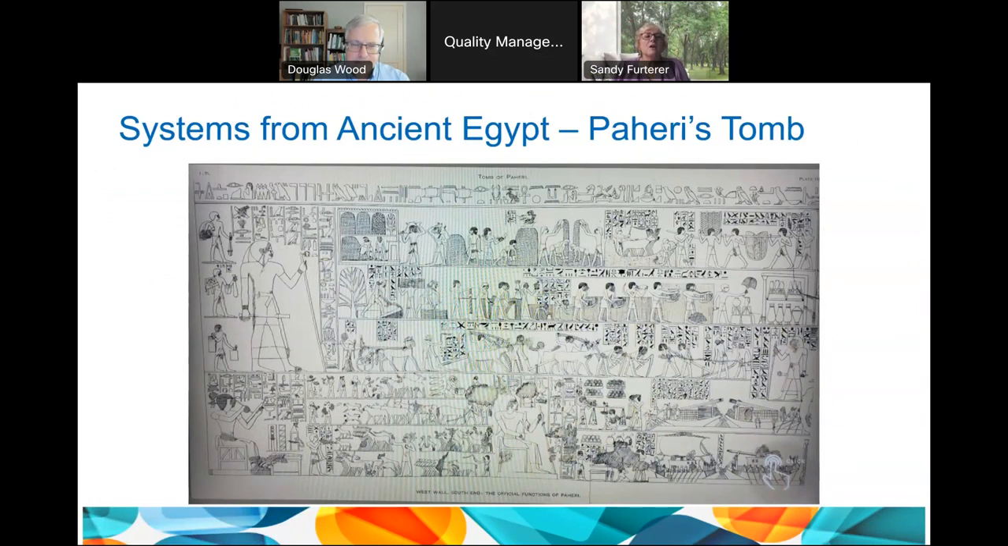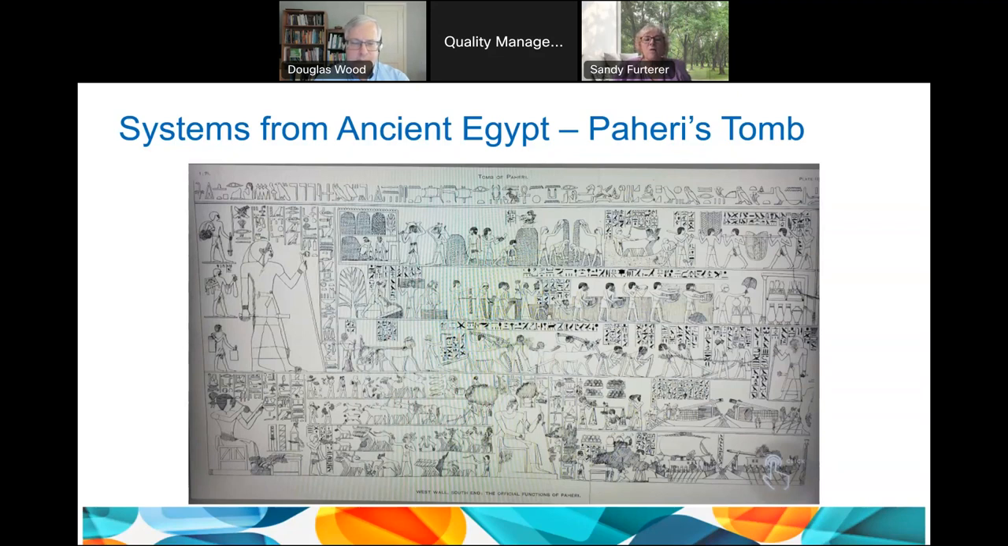And it's a picture of Pehari's tomb. So Pehari was like a manager, a supervisor back in ancient Egypt. And he can be seen over there, the guy on the left with that staff. He was a supervisor of people who were farming and doing different activities in ancient Egypt. So that was his job, to make sure that they were planting the crops, harvesting the crops, storing the crops, all of this kind of stuff.